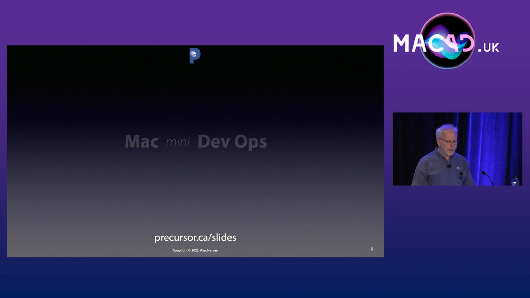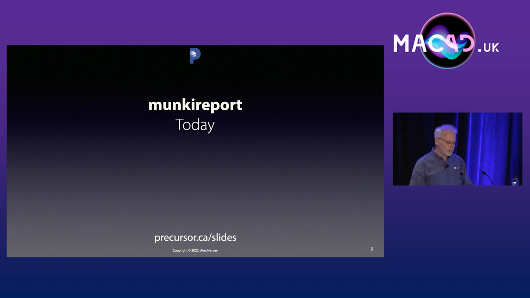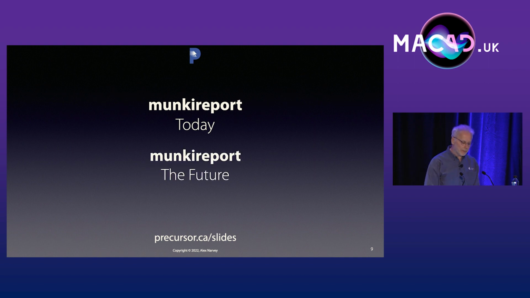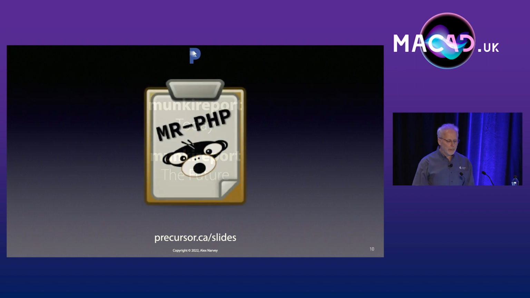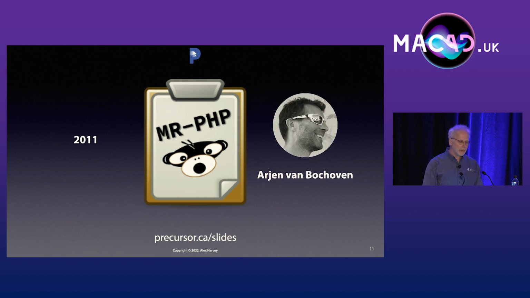In the first part of today's presentation, we'll review the current state of Munkireport, and then in the second half, we'll look forward to the much anticipated Munkireport 6. Munkireport is an open source project begun in 2011 by Arjan van Bochoven. It was originally conceived as a reporting tool for Munki.